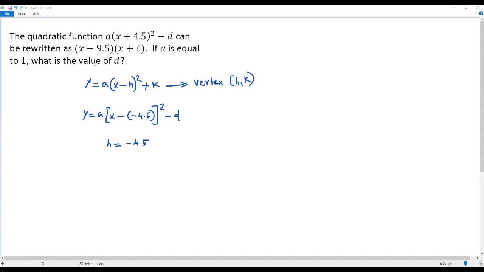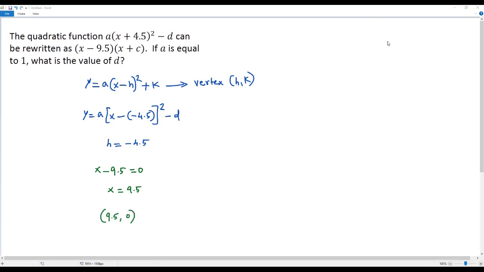Now let me consider the other form of the given quadratic function, that is the factored form. Whenever we have a quadratic function in factored form and when we equate the factors to 0, we'll be getting the x coordinates of the x-intercepts of the quadratic function. Okay, now let me equate the first factor to 0 and solve for x. That is x - 9.5 equals 0. Let me add 9.5 to both sides. Then we get x equals 9.5. So this 9.5 is the x coordinate of one of the x-intercepts of the given quadratic function. So we can write the x-intercept as a point, that is (9.5, 0).